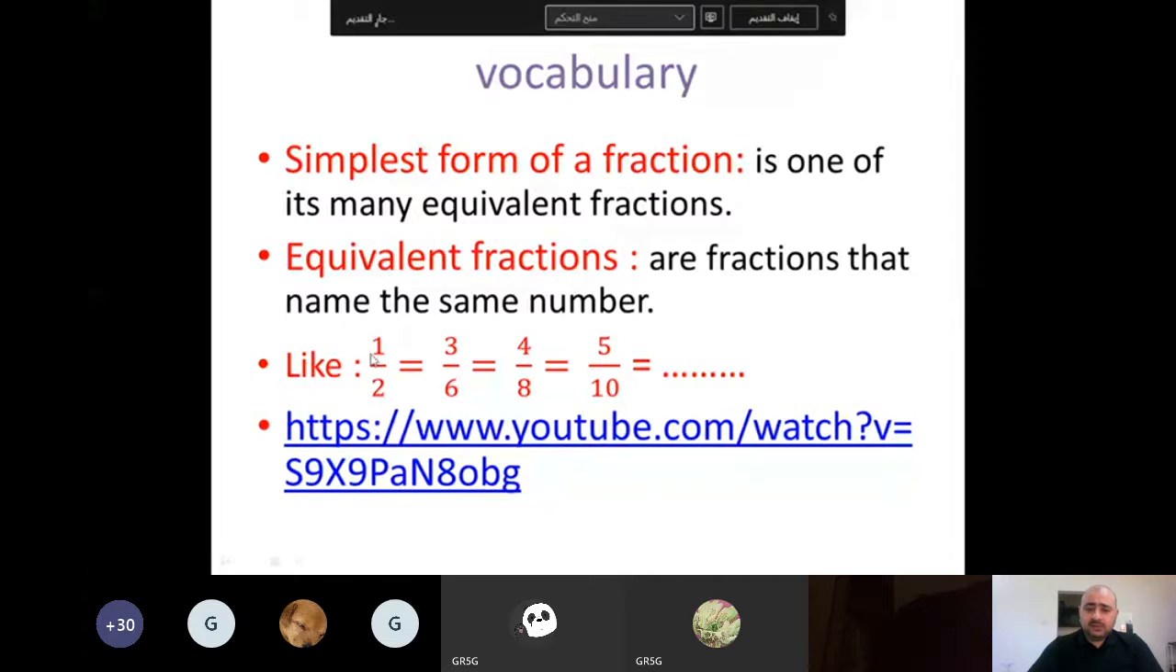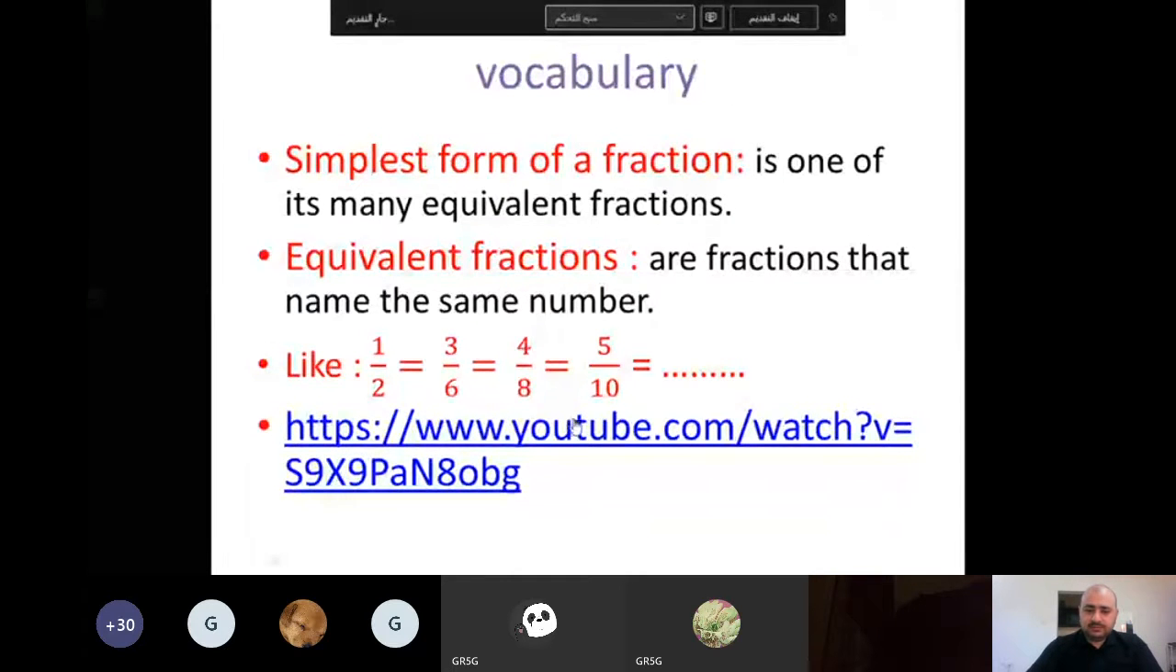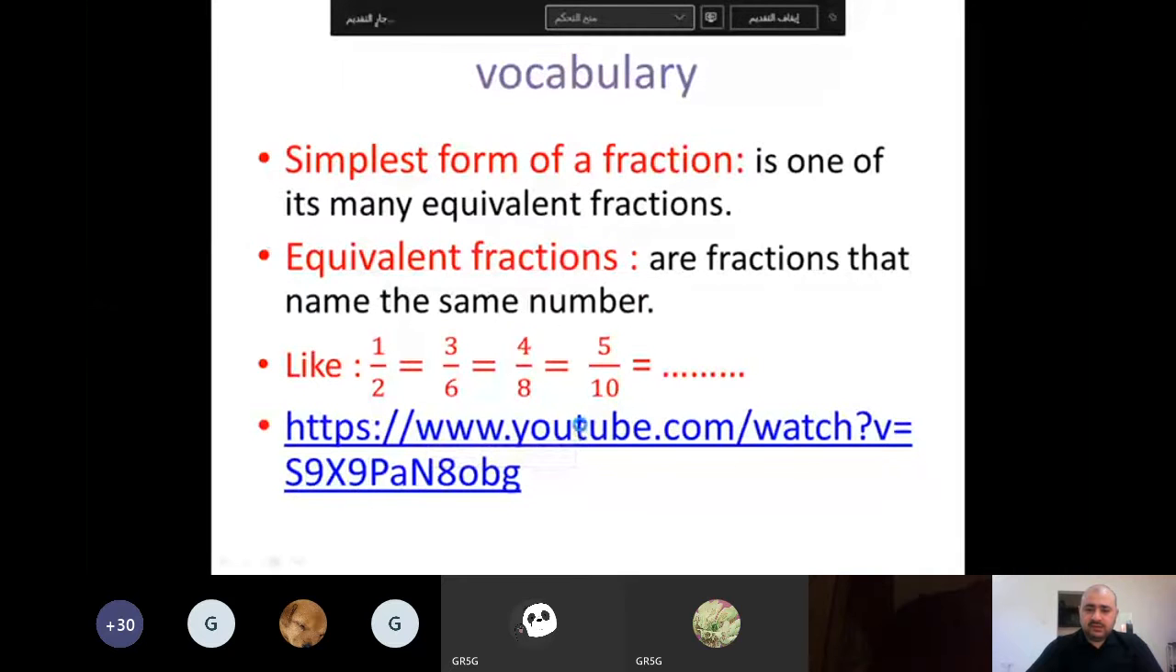Like, suppose we have this fraction 1 over 2. 1 over 2 equals 3 over 6. 3 over 6 equals 4 over 8. 4 over 8 equals 5 over 10, etc. So all fractions here are equivalent because they have the same value. Watch with me this video now.